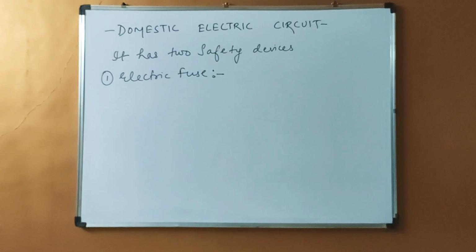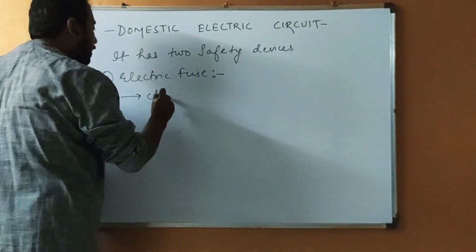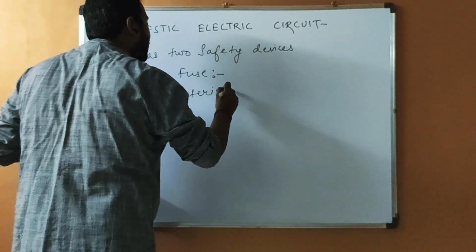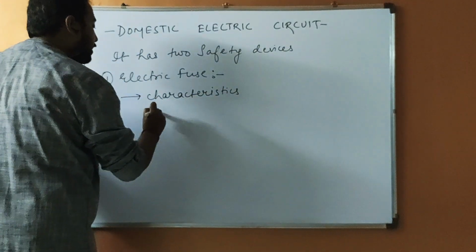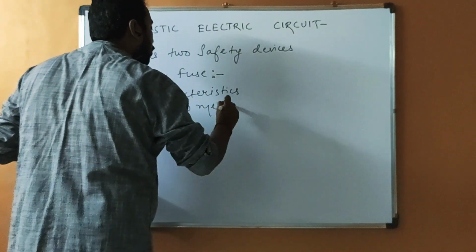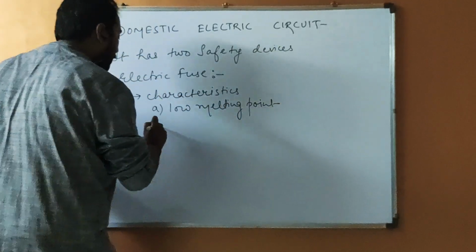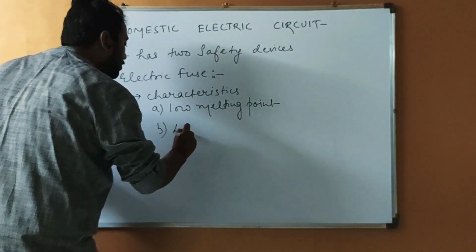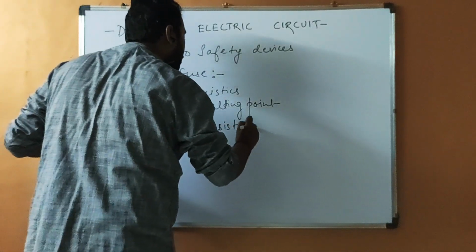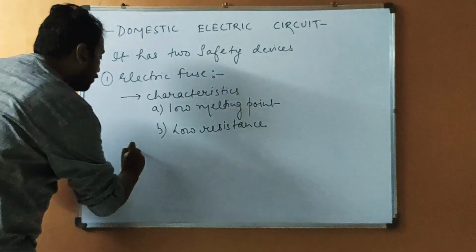Let's see. What was the characteristics of the fuse wire? If you remember, number A, low melting point. And number B, low resistance. It should have low resistance. We have already studied this in the previous chapter. Okay, in what connection is the fuse connected?